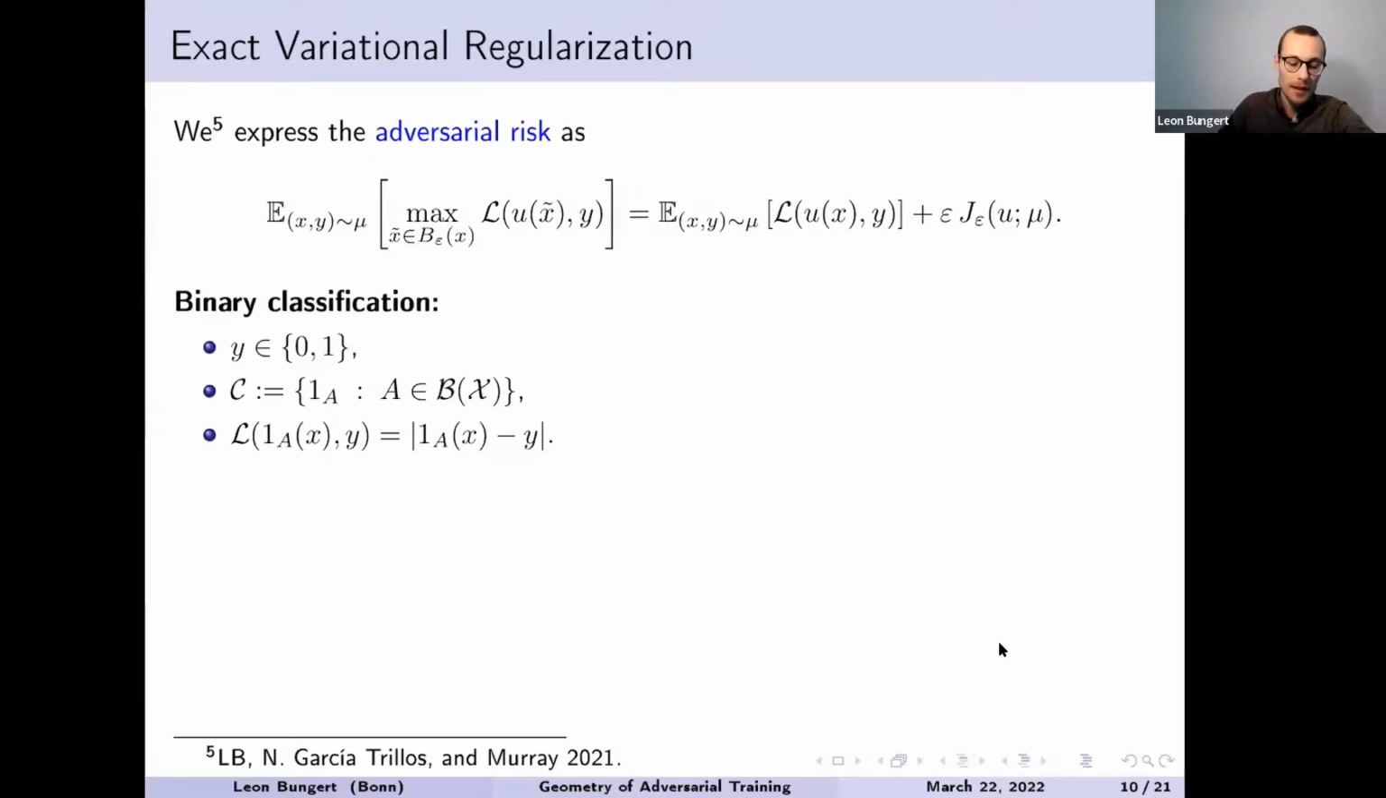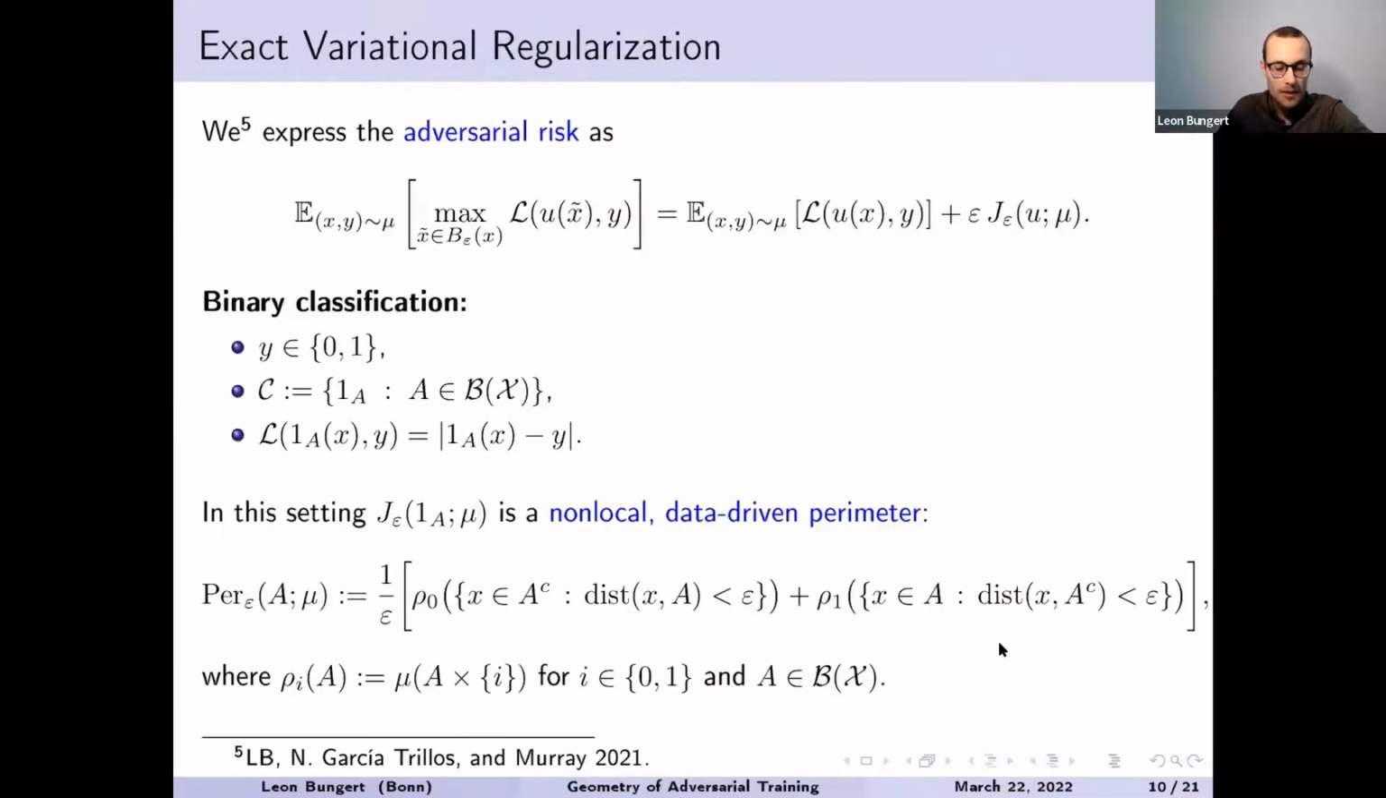Okay, you can generalize all of this, but this is the nicest interpretation that you can give to the problem. And in binary classification, it turns out that this regularization functional J epsilon, which I defined previously, is nothing but a non-local and data-driven perimeter. And it has this form. So this is the perimeter term that pops up. And it consists of two volume terms. So this is a volume term and this is a volume term. And those two terms measure the volume of a strip with width epsilon around the boundary of the set A. This is an outer strip, and this is an inner strip with width epsilon, and you add up those two volumes.